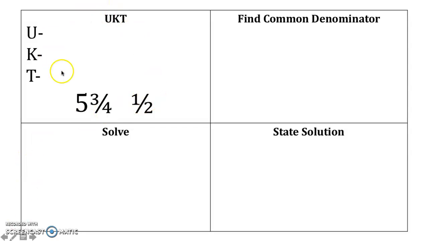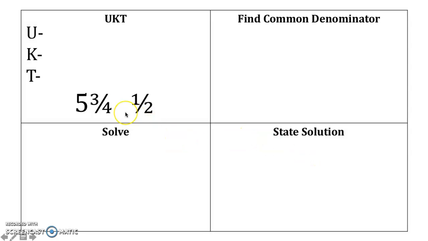In the top left corner, we have our word problem analysis strategy, UKT. Top right corner, we've got find a common denominator, which in subsequent slides we'll see is X'd out because we're dividing. Bottom left corner we have our solve, and then in the bottom right corner we are stating our solution and answering the problem.